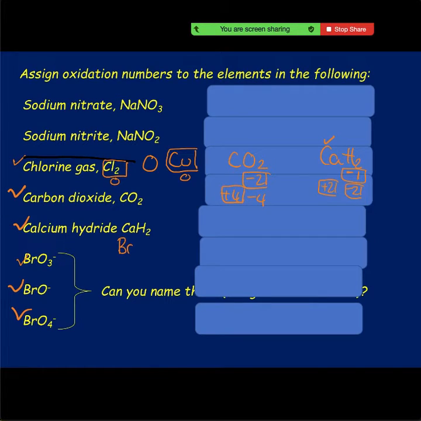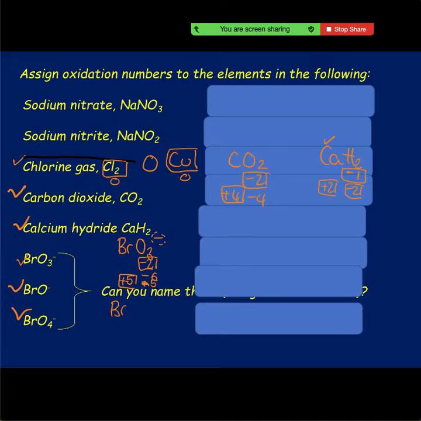For your versions of bromine, oxygen is -2. I have 3 of them, -6. I have to have this negative left over, -5, so the bromine over here has to be +5.